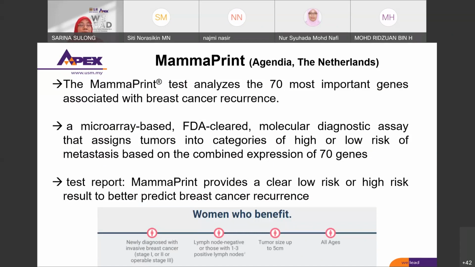This MammaPrint test analyzes the 70 most important genes associated with breast cancer recurrence. It's a microarray-based, FDA-cleared molecular diagnostic assay that assigns tumors into categories, whether high or low risk, based on the combined expression of 70 genes. The MammaPrint report provides a clear low risk or high risk result to better predict whether breast cancer recurrence can happen or not. And this is the woman who benefits: the criteria for which breast cancer patients can undergo this MammaPrint testing.